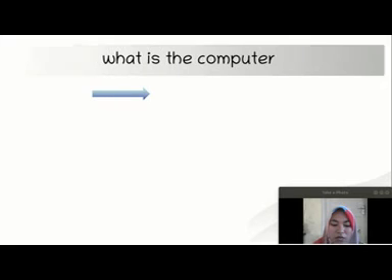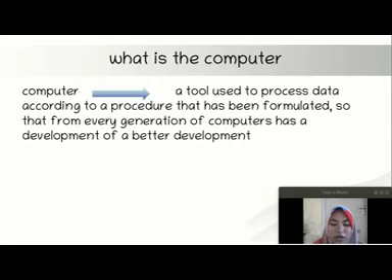You may know what a computer is. A computer is a tool used to process data according to a program that has been formatted. Every generation of computer has had better development. The first generation computer has such a large shape with a vacuum tube as a basic component. It has a very large size.